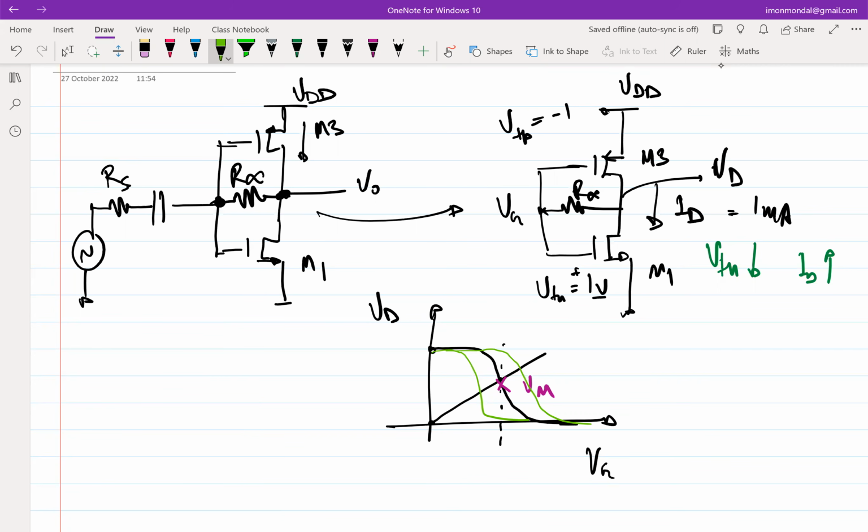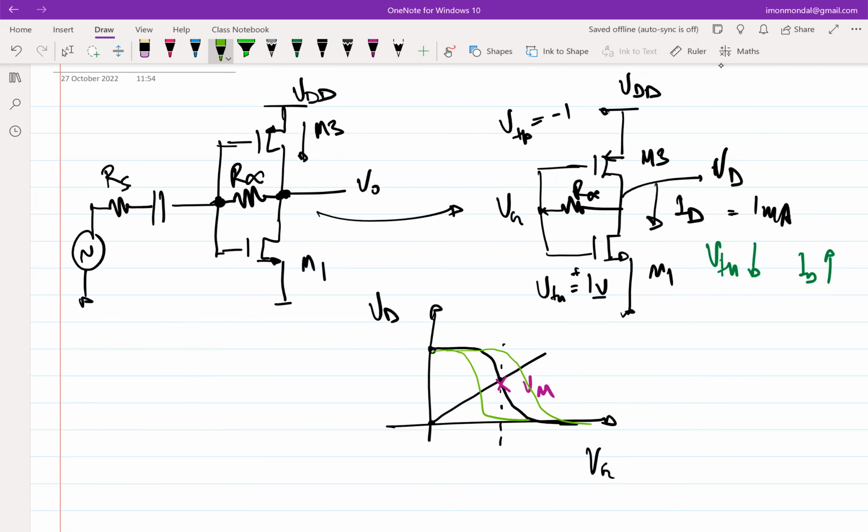So think of it in this way. You have the middle curve, the black curve, with W by L of M1 to be a certain value, W by L of M3 to be a certain value. I take this same inverter, copy it again, and then connect them node to node. Basically, two inverters connected in parallel. So do you think this curve will change? Parallel, no. It will not change.